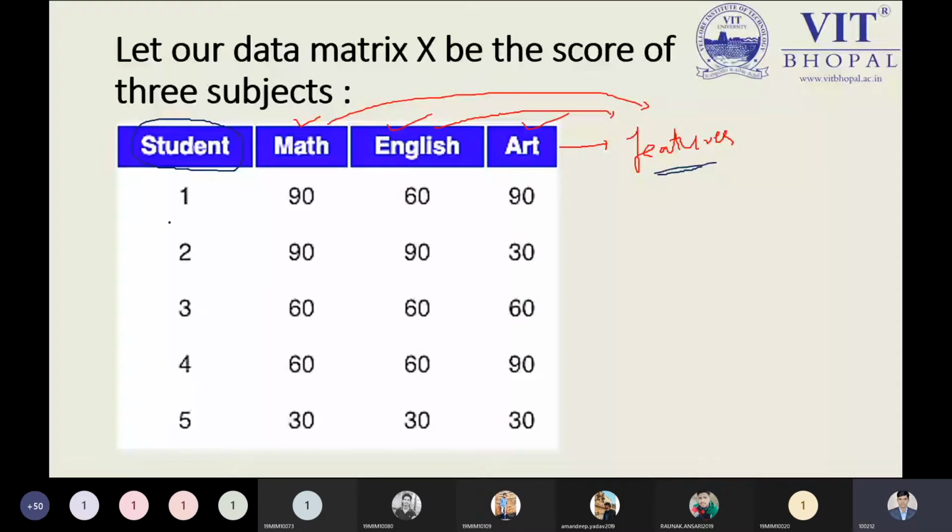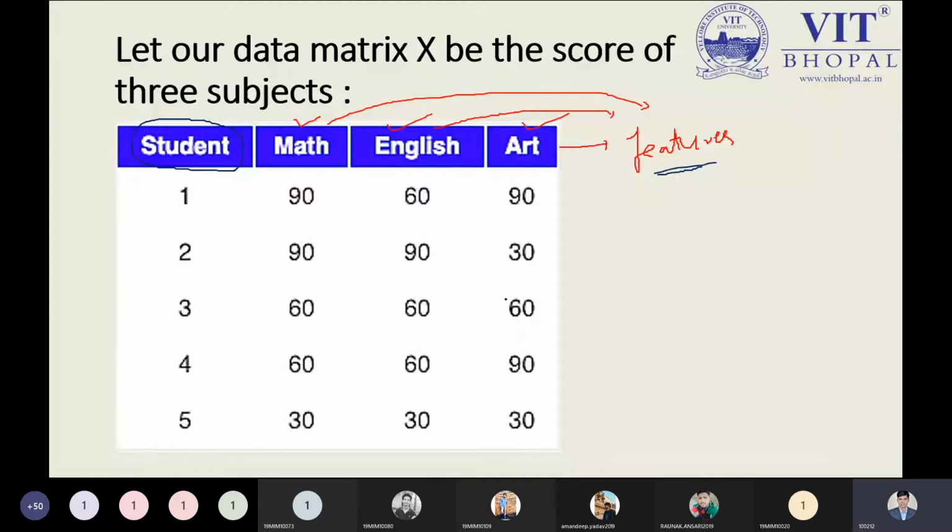So 1, 2, 3, 4, 5. We have these values, so the total number of information we have is 5. We will focus on our selected features, and after selecting our features, we will try to reduce the features. That is an important point we need to keep in mind.